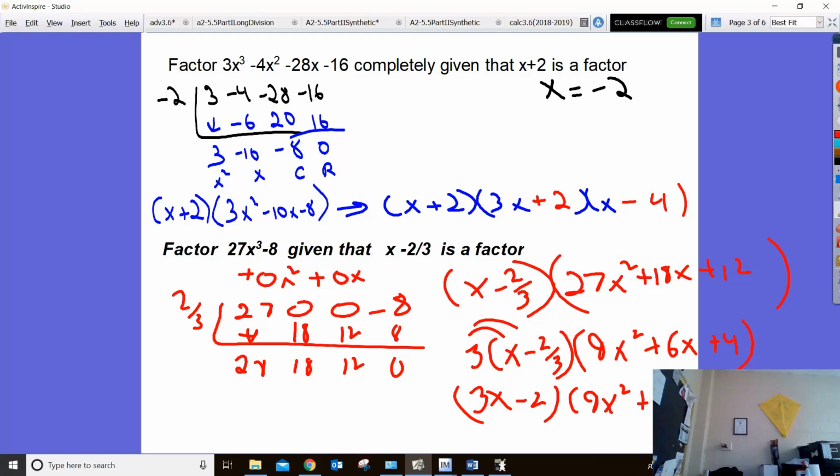Now, if you know your a cubed minus b cubed pattern, you realize that's how that thing actually factors. 27 is 3 cubed, so a is the 3x piece. 8 is 2 cubed, b is 2, so we have 3x minus 2. Then we square the 3x and we get 9x squared. Product of 3 and 2 is 6x in the middle. Square the 2 at the end, plus 4.